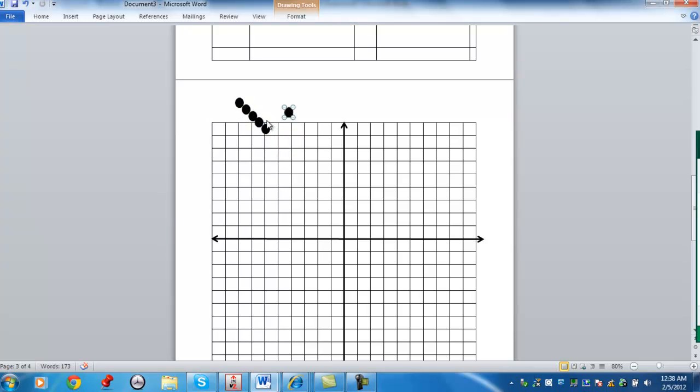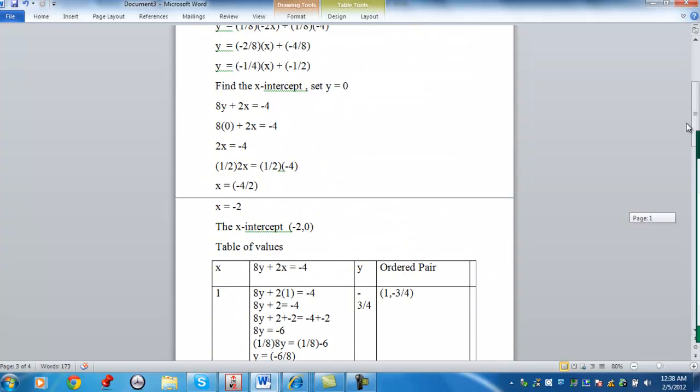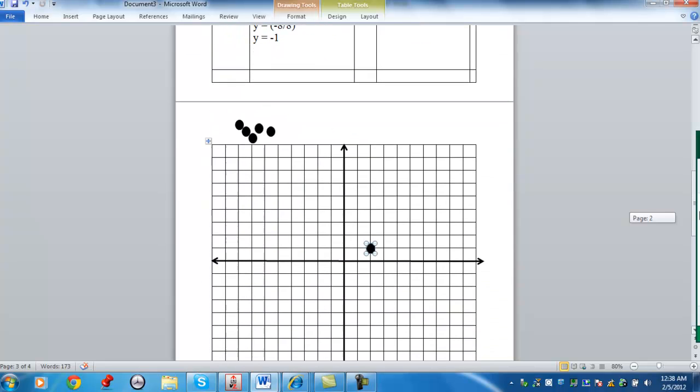Enough points here to work with. We said 2, 1. If I were to plot that point on the grid, X is 2, the Y value is 1, is here. Again, pick a point, and try to get as close as you can on the coordinate. Another point, we said the x-intercept was -2, 0.